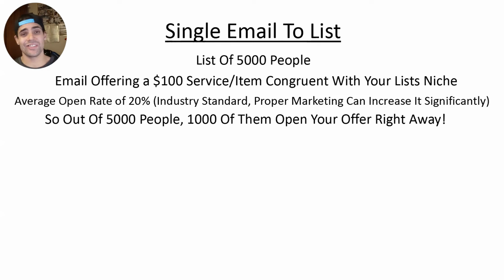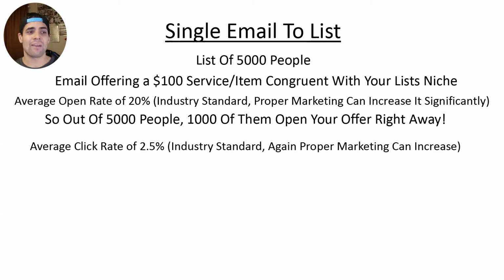So following the industry standard, out of the 5,000 people, 1,000 of those people are going to open your offer, okay? The average click rate, the amount of people that click through to go to your offer to buy it, is 2.5%. That's an industry standard. Again, with proper marketing, you can increase it. With improper marketing, you can decrease it, right? But this is just the industry standard across the board.